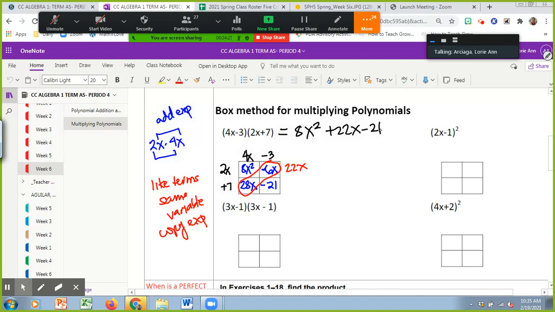So how is example number 1? On a scale of 1 to 3, where are you at? 1 being, I did not get that, 3 being, oh, that's easy. So how is the first example? 1. Okay.